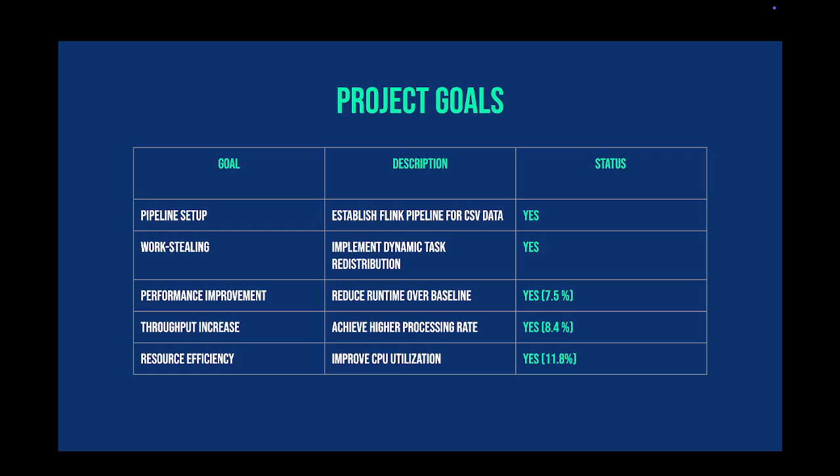Quickly summarizing the initial project goals I set out to achieve, all of which have been successfully completed: setting up a pipeline with CSV ingestion, implementing dynamic task redistribution, and achieving meaningful performance gains compared to the baseline.